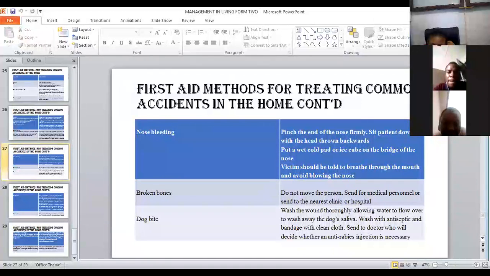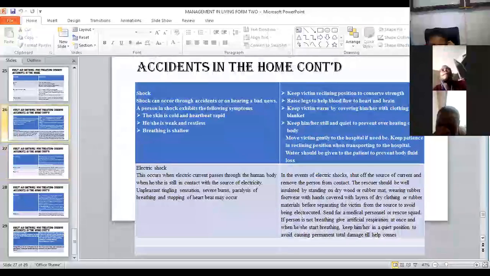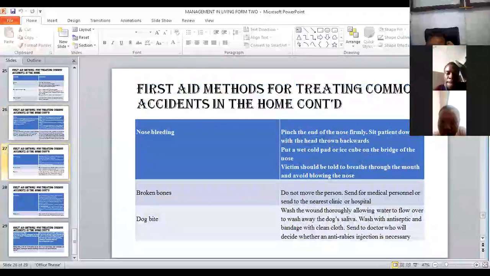The next one will be nose bleeding. Nose bleeding. Have you ever come across somebody whose nose is bleeding before? No. And you've also not experienced it before? No.